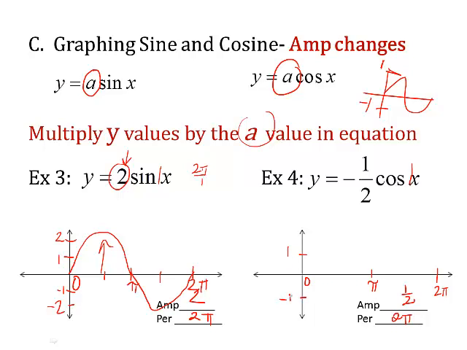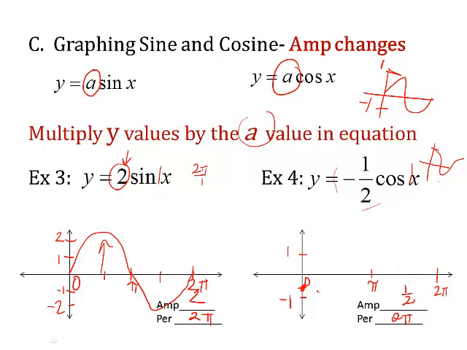-1 on my cosine curve. Remember, my cosine curve looks like this from 1 to -1. It starts at 1. So instead of starting at 1, I'm going to take that 1 and multiply by -1/2. So it's going to be down here. So my curve's going to start here. So that negative is essentially flipping it over the x-axis.